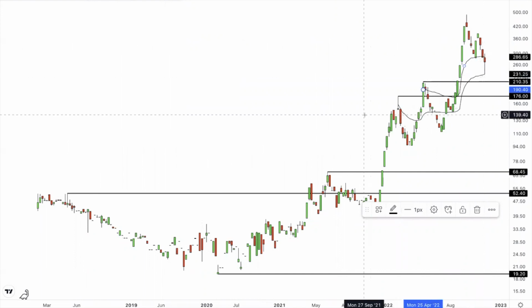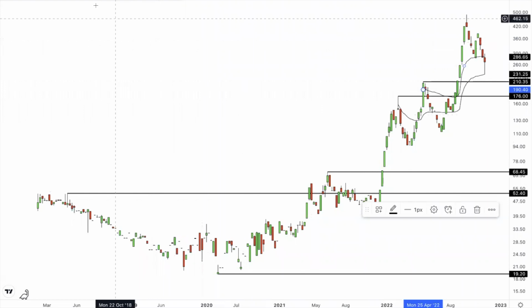Now comes the question: from this particular level, how much percentage can the stock potentially rise? Now there comes the concept of basic math, right?